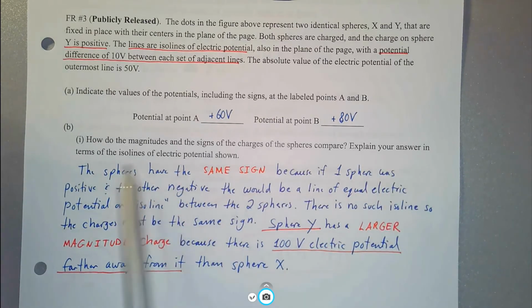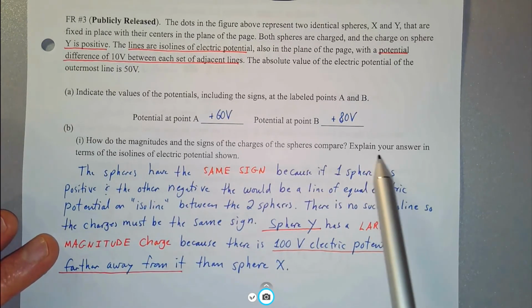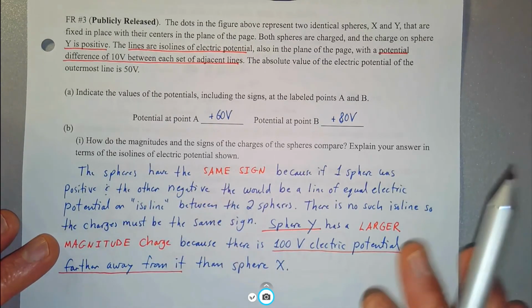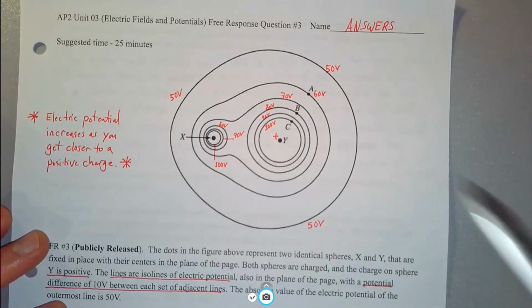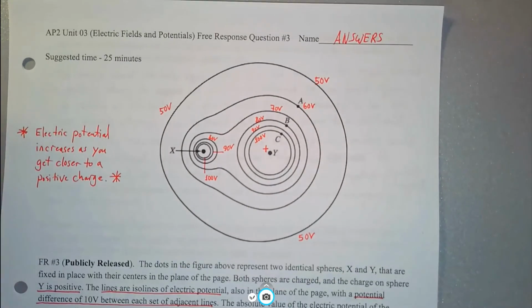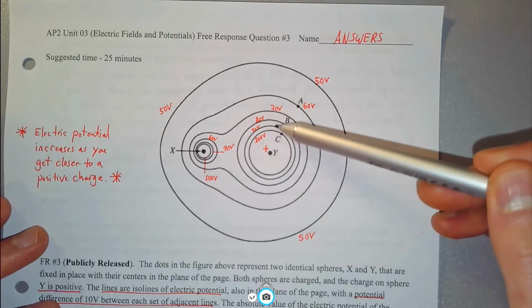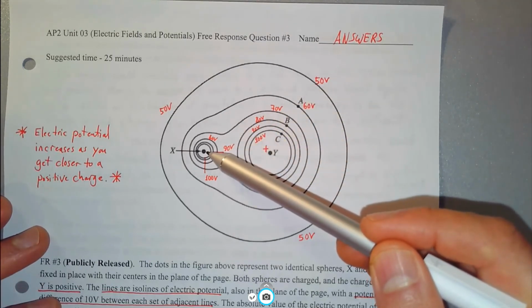Explain your answers, and it doesn't just say explain your answers, it says specifically explain your answers in terms of the isolines of electric potential shown. So our evidence, whatever we say, has to come from making reference to these lines of equal potential, or the given electric potential lines. And so let's start with signs. We know that's positive, right? And so electric potential is going to be going down like this. And the question is, is this positive or is this negative?